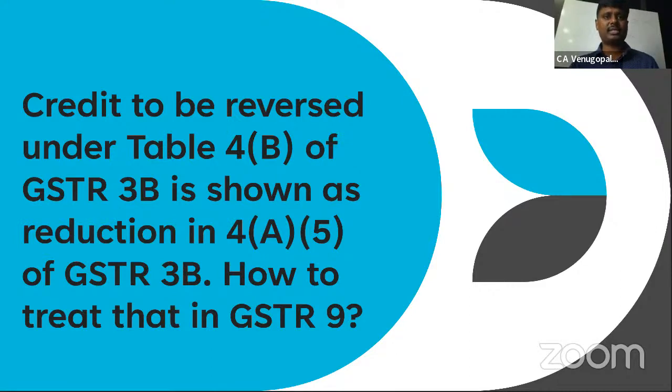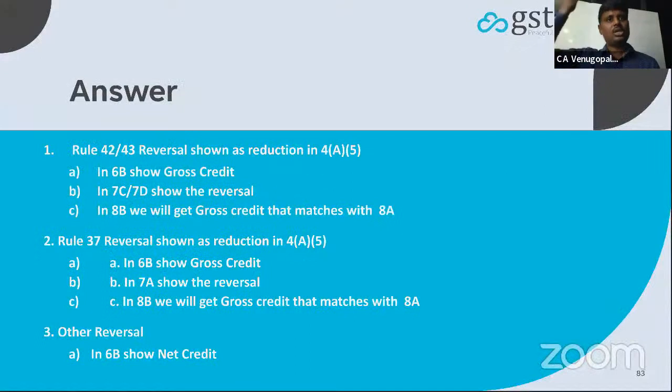Gross up your table 6. Gross up your table 6. Show the gross credit. Reduce that reversal in 7C or 7D. So that in 8B, we will get the gross value and it can match with your 8A. So this kind of matching is very important.